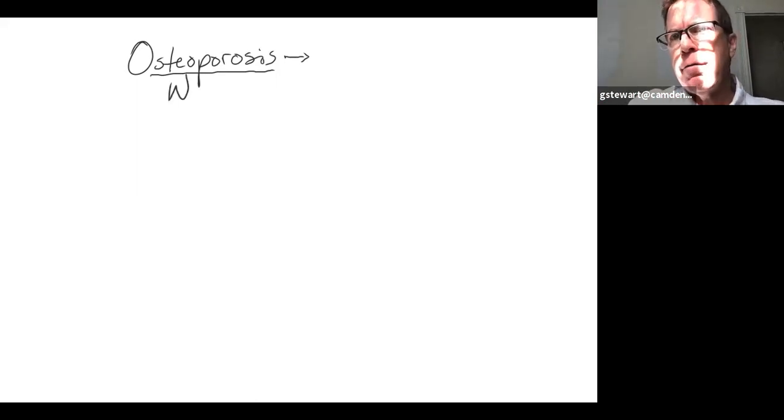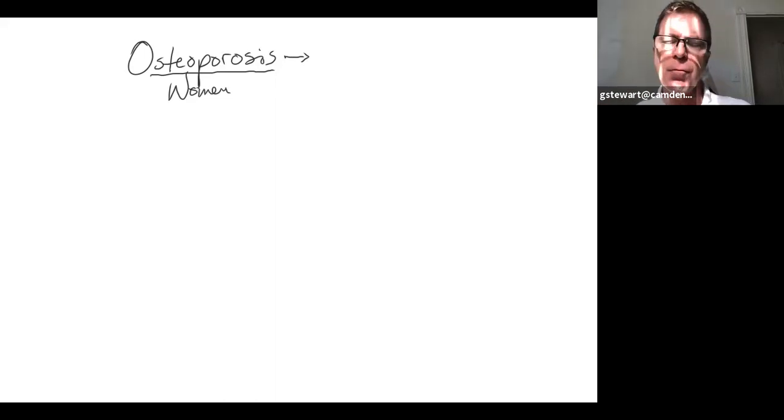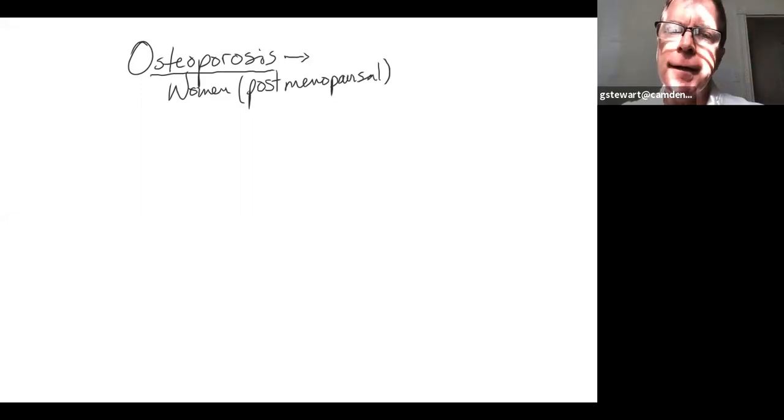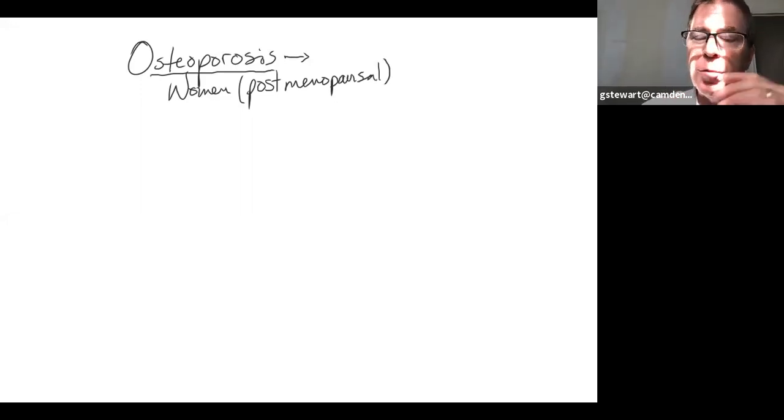Women are at much higher risk than men, and that's due to the effects of estrogens being more potent on osteoblasts than the effects of testosterone. So particularly in women that are postmenopausal, their estrogen secretions go way down. And that decrease in estrogen secretion slows their osteoblast activity. That thins their bones dramatically.